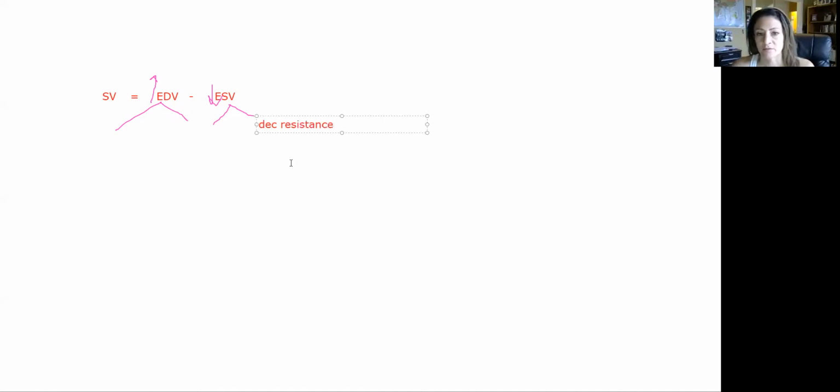By decreasing resistance. Yes, good. So if we decrease resistance through arterial autoregulation, that's an increase in radius, right? So endurance training gives us an increase in arterial autoregulation, which increases our vessel radius, decreases resistance, which increases stroke volume, which increases cardiac output, which increases VO2 max.